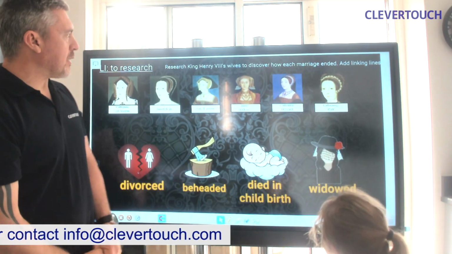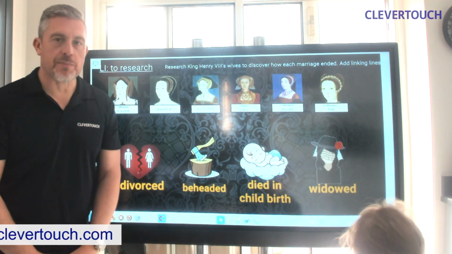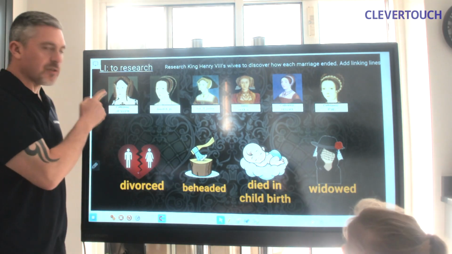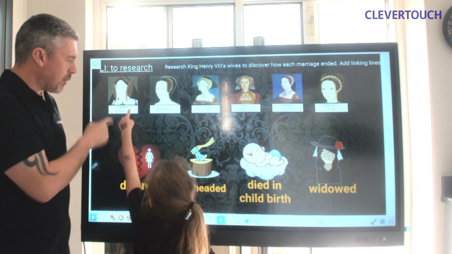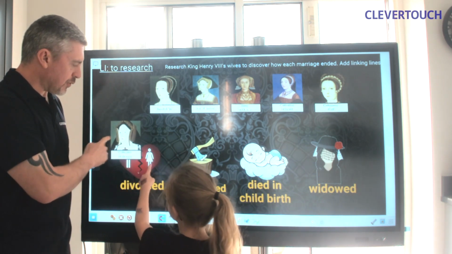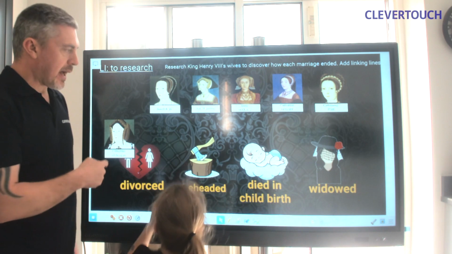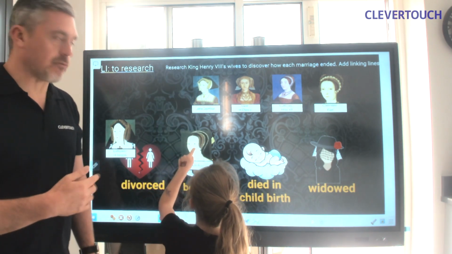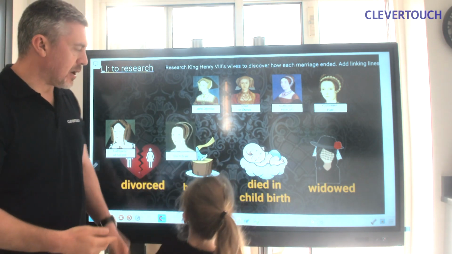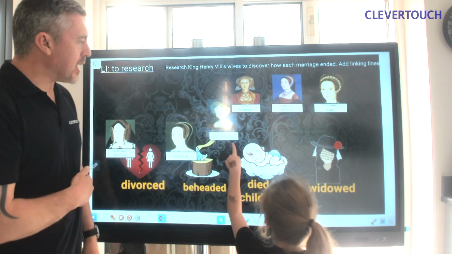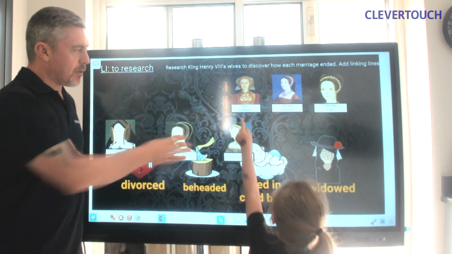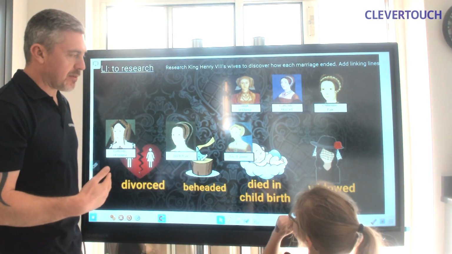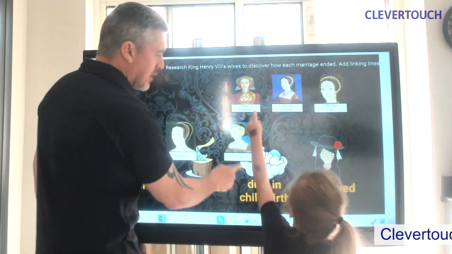Okay, so how did each marriage end? So here we go. Catherine of Aragon, if you remember, wasn't going to give Henry a new son, so she was divorced. That's right, divorced. Anne Boleyn, who made Henry a little bit cross by not giving him a son after all the hassle he went through, you're right, Tallulah, she was beheaded. Jane Seymour, yes, hold on, Tallulah, Jane Seymour could not survive after giving birth to Henry's only son, and she did die in childbirth.